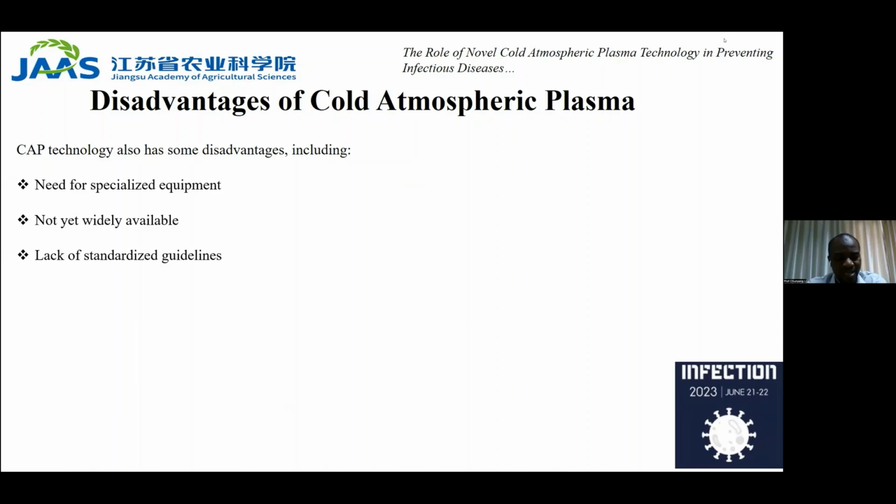We don't have any standardized guidelines from any country on how to use cold atmospheric plasma on food materials and in other fields. Also, it consumes a lot of energy because it uses electricity, high voltage. Therefore, the consumption of energy is very high and not yet fully understood because the mechanisms are not yet understood. Therefore, the technology is still in progress.